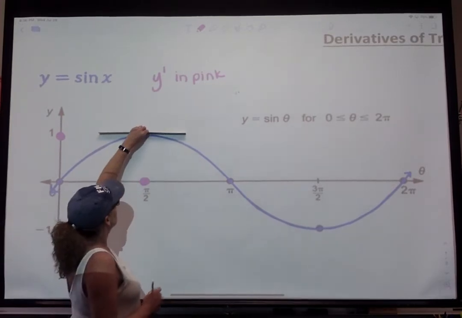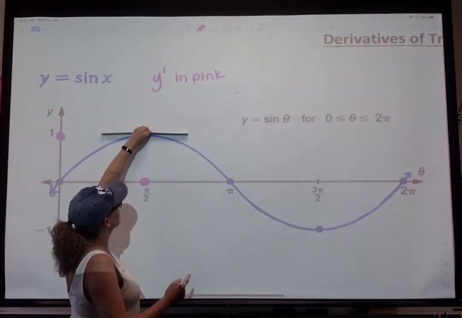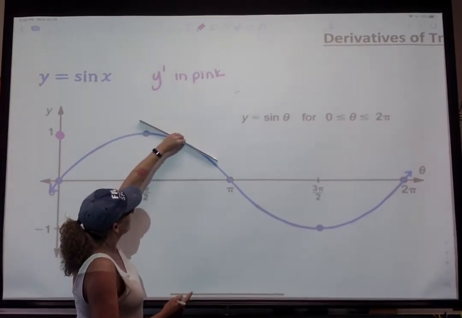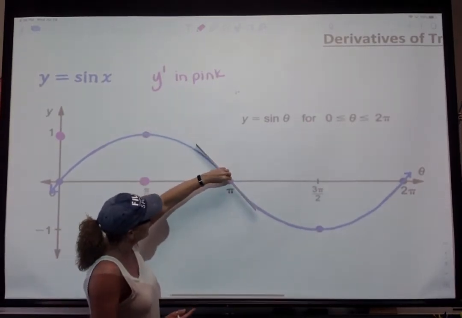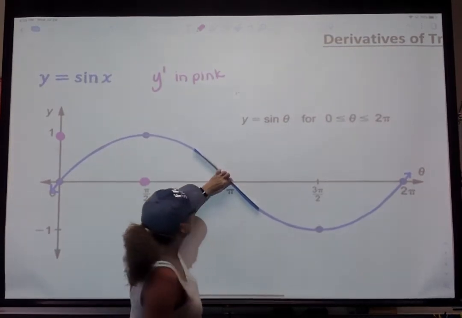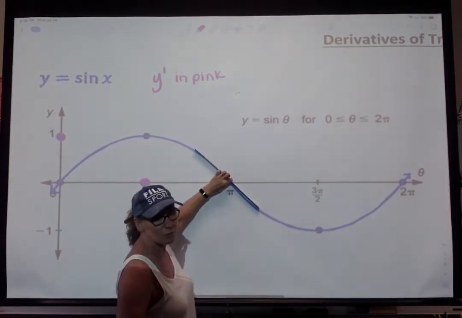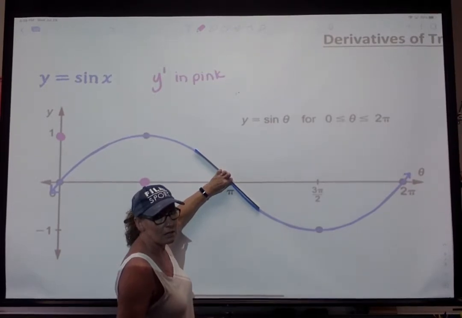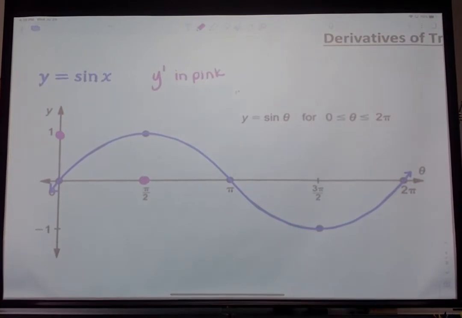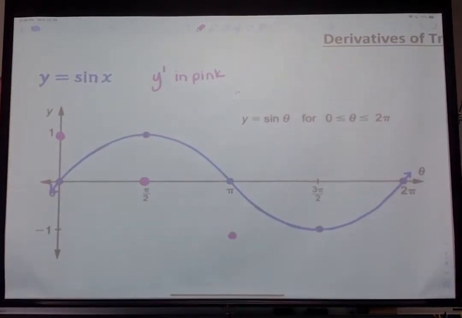Moving on. Moving away from pi over 2, now my slope gets negative. Not very big. Bigger, bigger, negative, until I hit pi, and I'm going to try to touch the function only once, and what would you estimate that slope to be? I think it looks like -1. So when x is pi, I'm going to graph my slope in pink as -1.